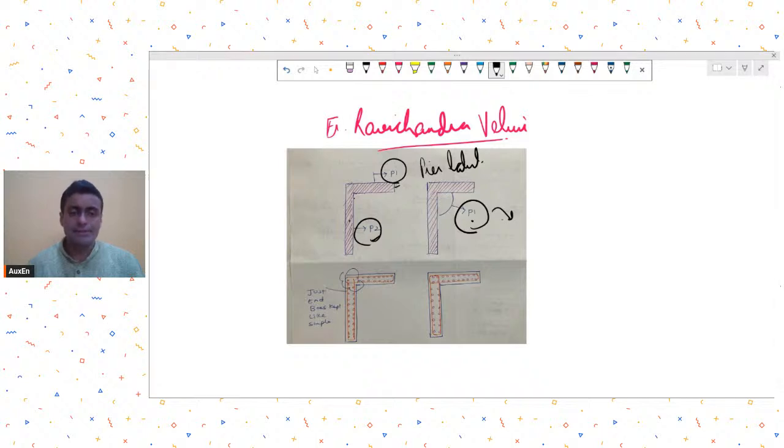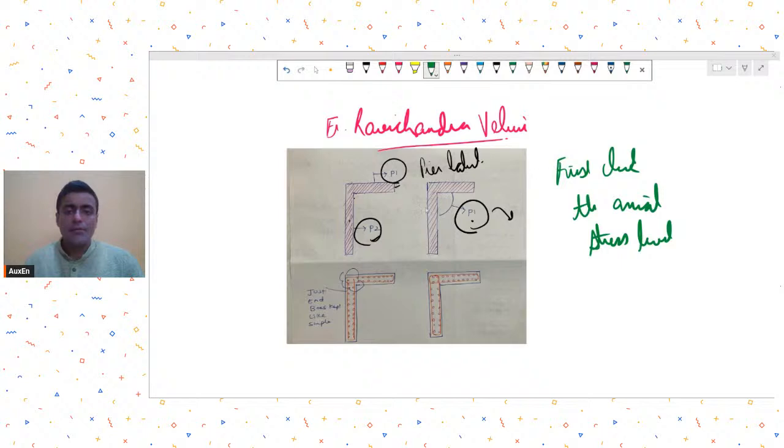So my answer is what I have also discussed before. My suggestion would be that you first check the actual stress level in these walls. If the axial stress level is the same, just give me a minute.